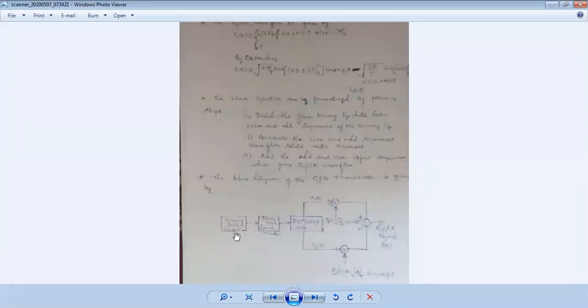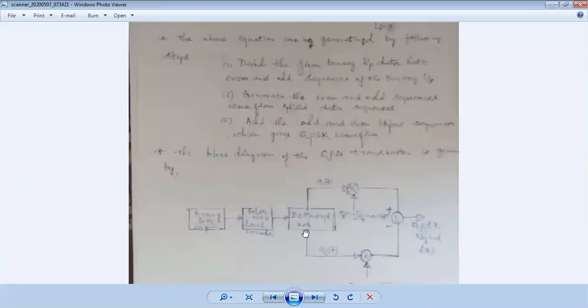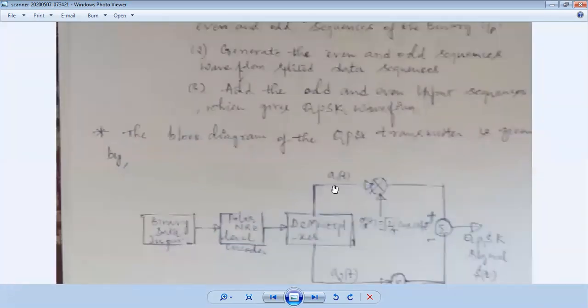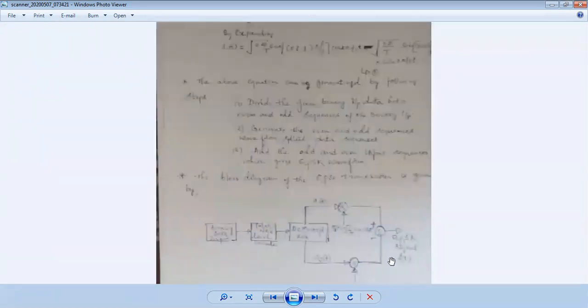Very simple. Binary data is required. It is converted into polar level here. Now the demultiplexer will generate two signals, that is S1 of t and S2 of t. These signals will be multiplied by two phases, and we get the QPSK signal. Very simple. This is exactly called the QPSK transmitter.